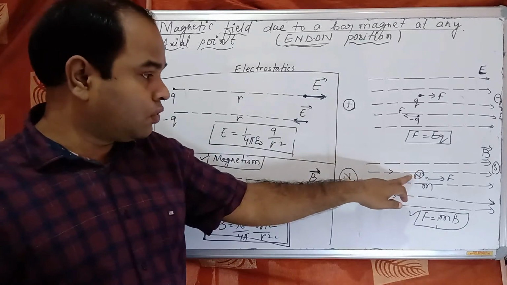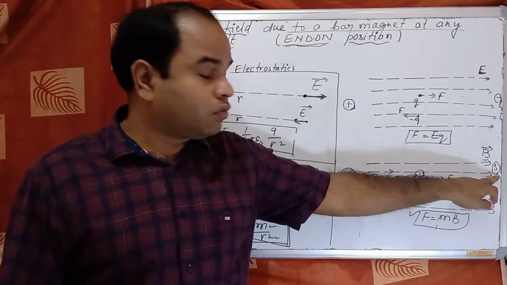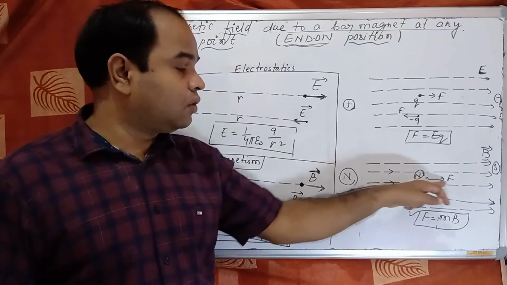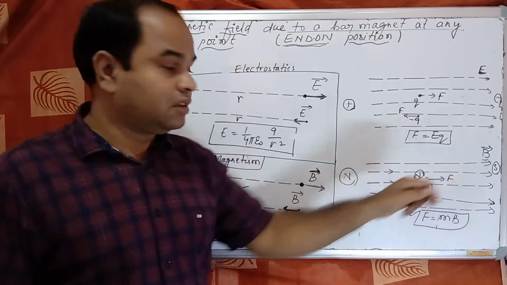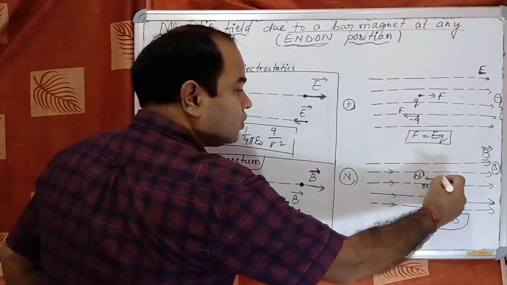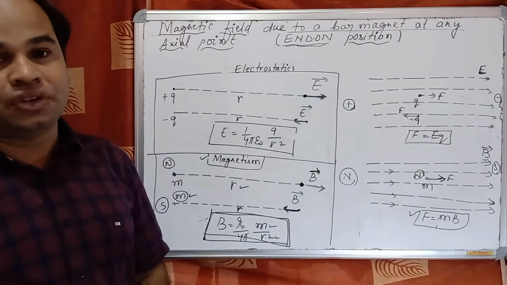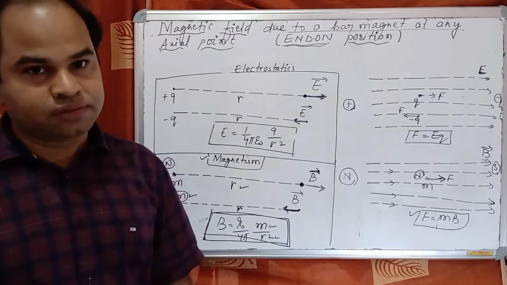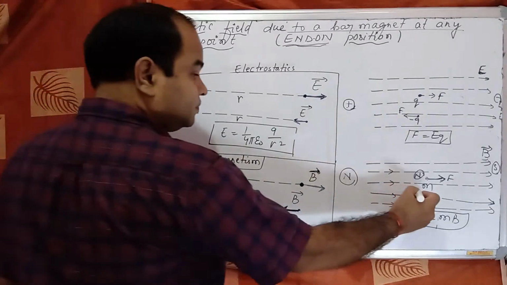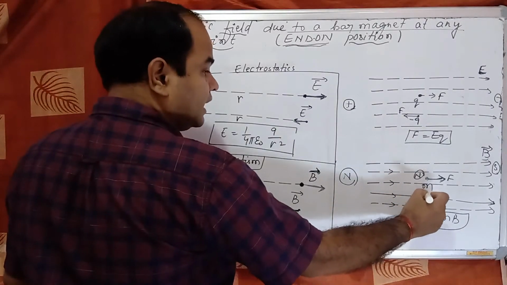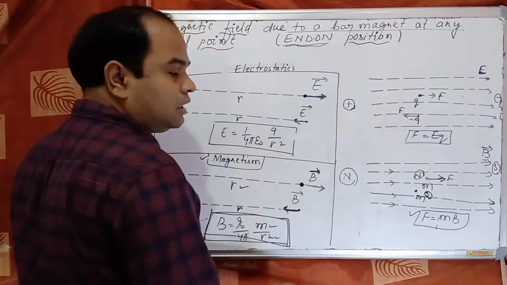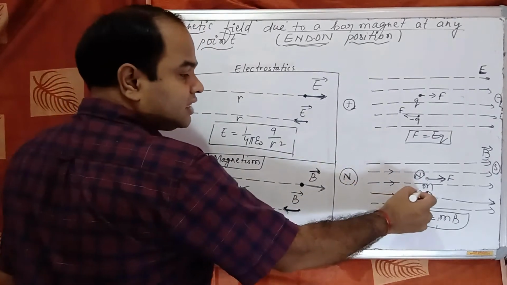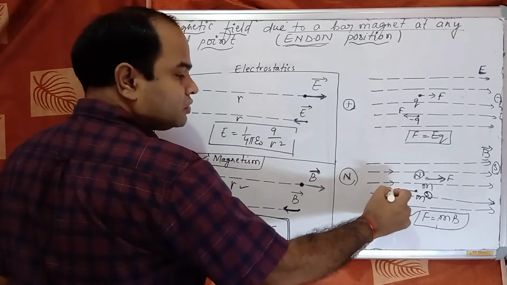if it is a north pole, this north pole will be attracted towards the south. So it will experience a force along the direction of the magnetic field. Okay. And the magnitude is F is equal to m into B. If we take a south pole, this south pole will be attracted towards the north, so it will experience a force in this direction.